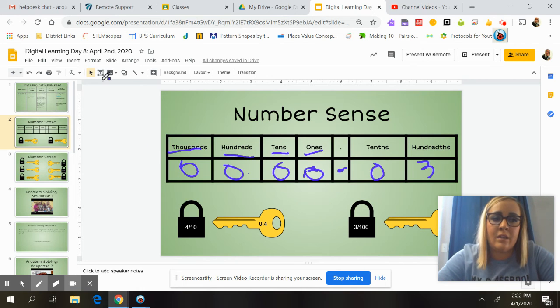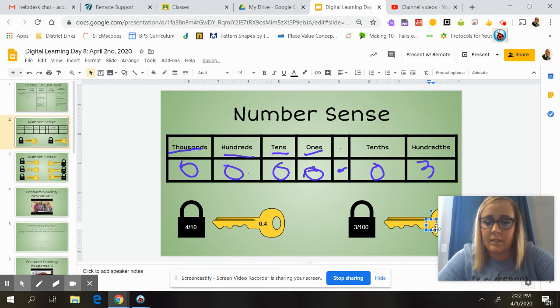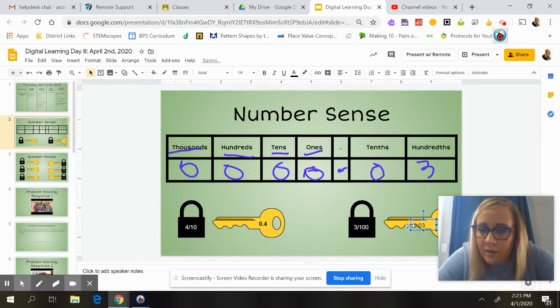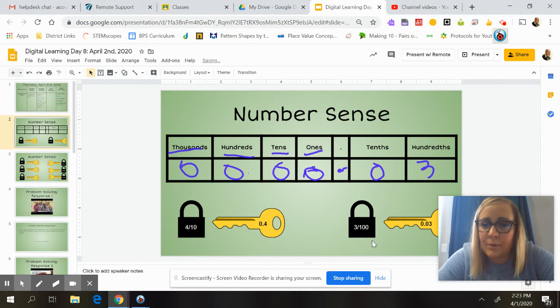So then I'm going to add my text box here. And you can't really see because my face is there. So my answer would be 0.03, or 3/100ths. So you can kind of see it. And you're just going to put it there.